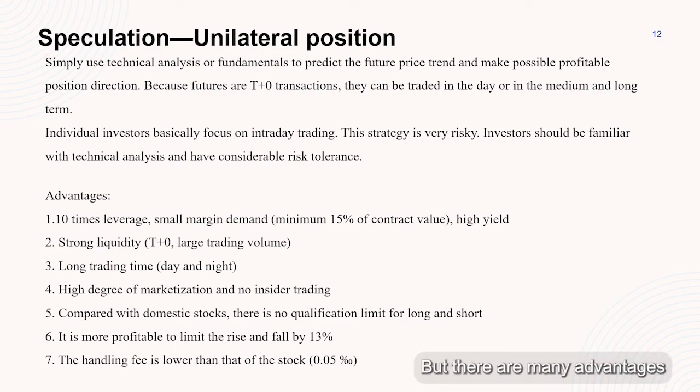Finally, individual investors usually use intraday unilateral position speculative trading, which is more risky than arbitrage, but has many advantages, such as low handling fees, wider price limit, margin, and the T+0 trading system. It's more suitable for investors who pursue high returns and high risks.